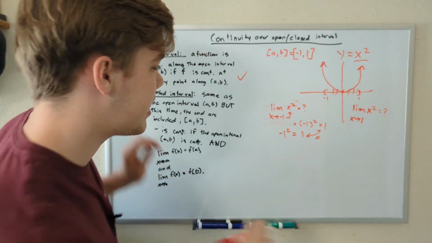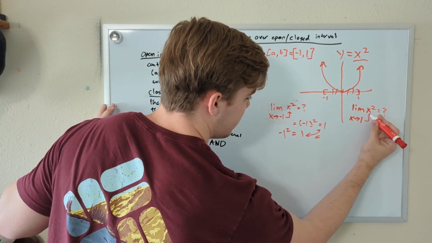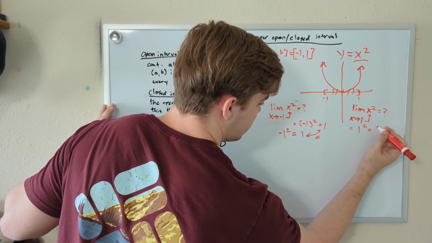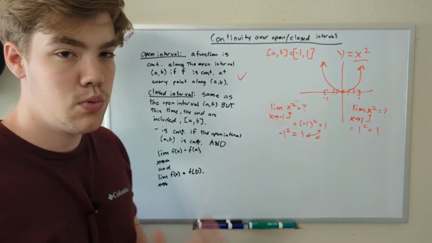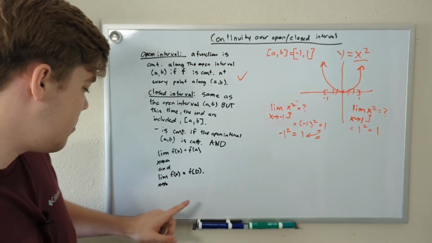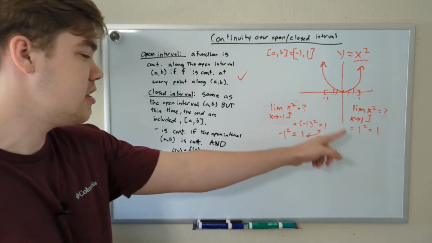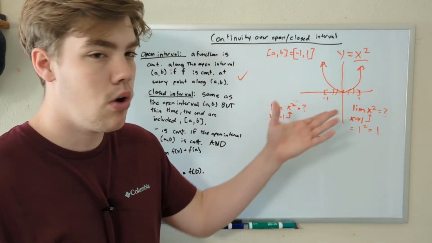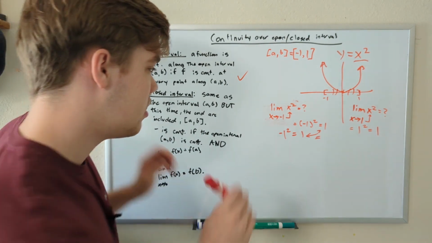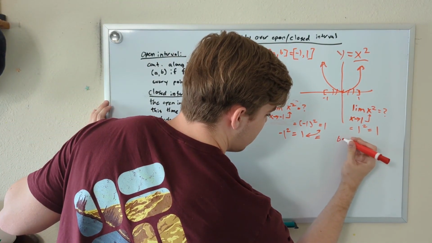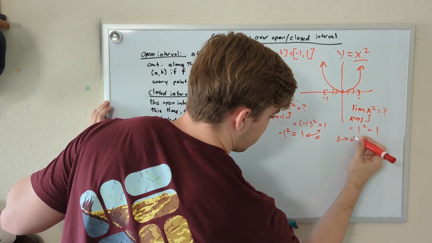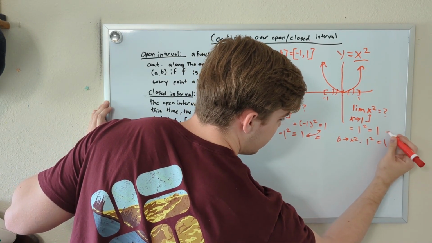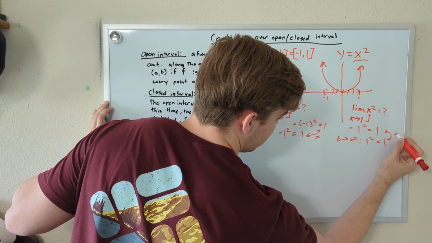Well, we can do the same thing as last time, which is just plugging in 1 to our function, which is equal to 1 squared, which is equal to 1. And once again, we have to make sure that this limit that we just did over here is equal to f of b. So now we need to plug in b, 1, into our equation. So if we plug in b to our x squared equation, this is equal to 1 squared, which is equal to 1. And as you can see, these are also equal.